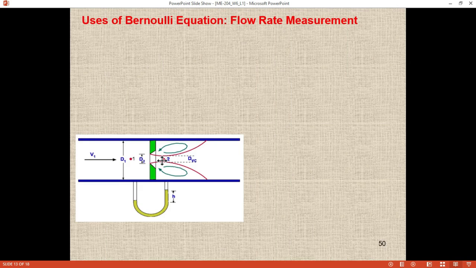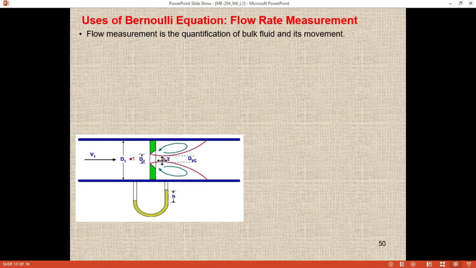So let's move on to the important topic, which is the use of the Bernoulli equation in flow rate measurement. Why do we measure the flow rate? Why is it important? We measure the flow rate for the quantification of bulk fluid and its movement. We need to know how much fluid we have transferred from one point to another, and how much fluid we have stored.